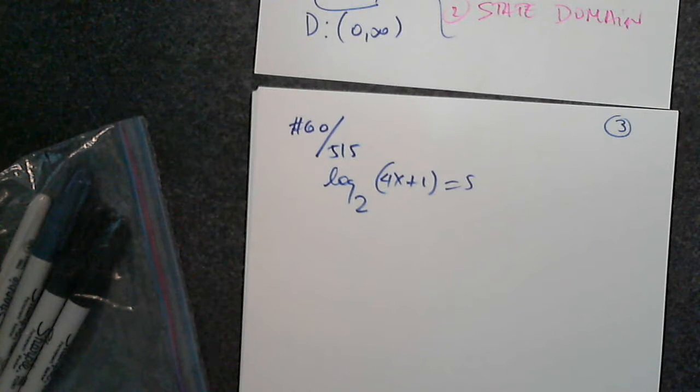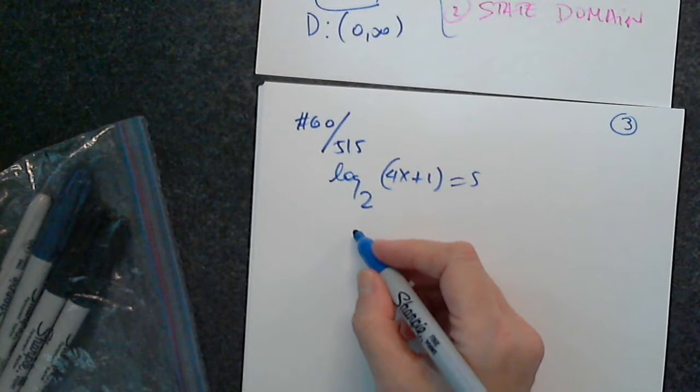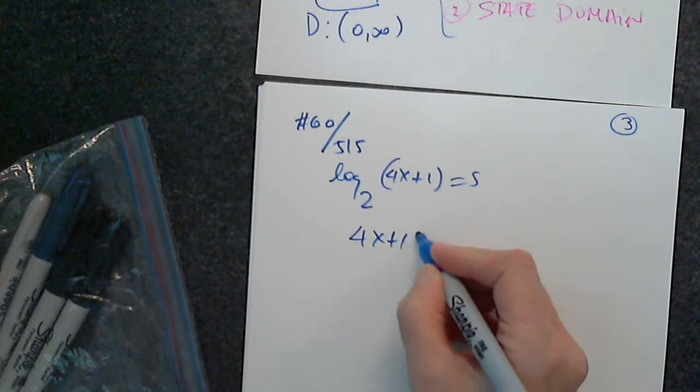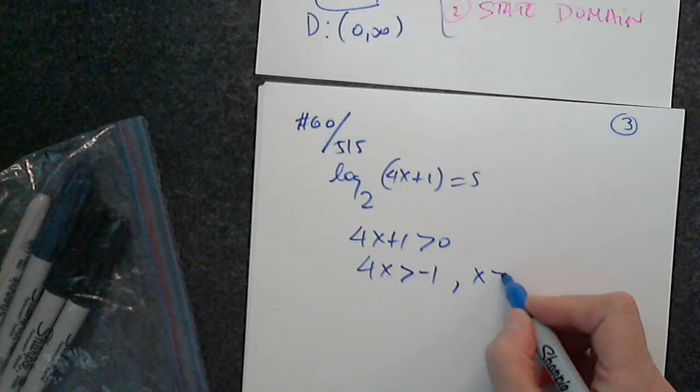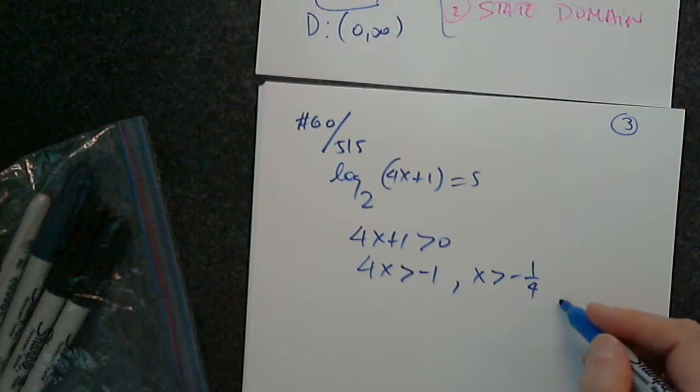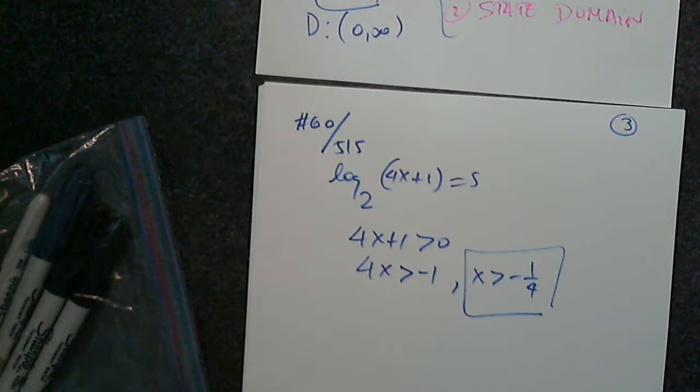X is greater than 0? Say it again. This log is not applied to x. What is this log applied to? Very good. So what do I have to write? 4x plus 1 greater than 0. Very good. 4x greater than -1, x greater than -1/4. So if the solution is not a number greater than -1/4, then we would not accept it.